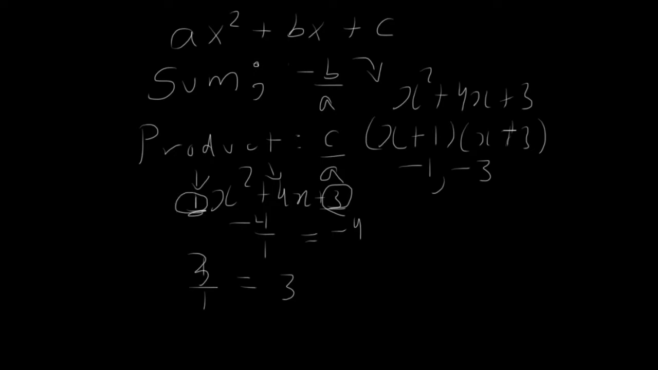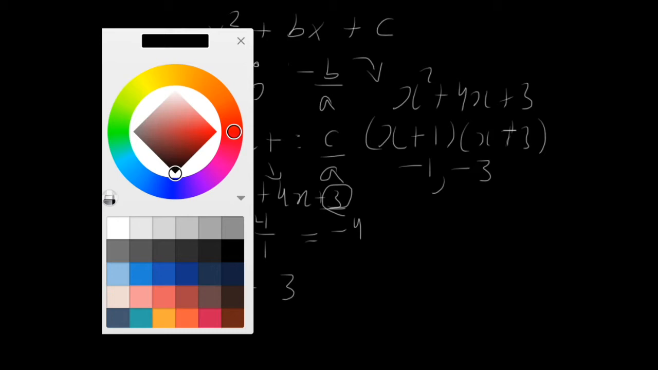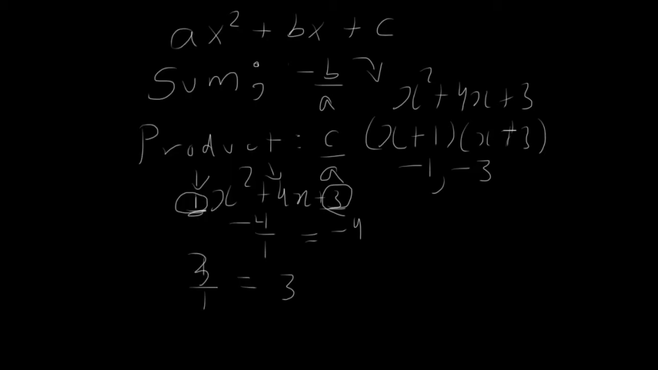Now we can check that with the roots that we got from our equation, negative 1 and negative 3. Let me change this to white. If it's negative 1 and negative 3, the sum would be negative 4, as we got here with our equation. And our product, negative 1 times negative 3, is 3, as we got over here.